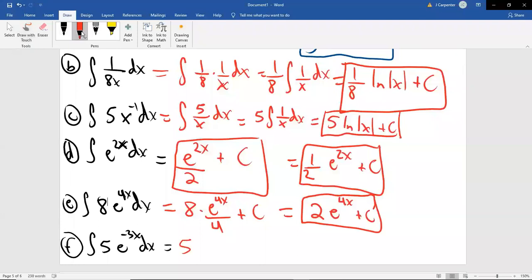Because this is a negative 3, that's what we'll have to divide by. So times e to the negative 3x divided by negative 3. Don't forget the negative. Then the plus c. 5 and negative 3 aren't going to reduce, so let's just make that a single fraction of negative 5/3, and then the e to the negative 3x plus our c. Again, if you don't trust any of these answers, take the derivatives. You will get the original functions if you know how to take your derivatives appropriately.